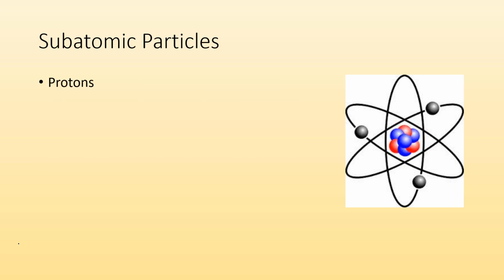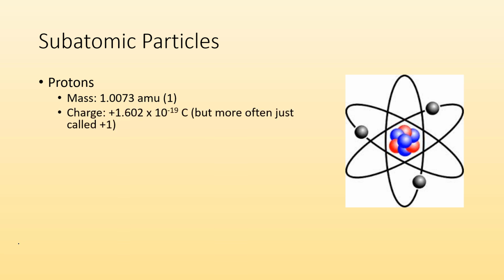So let's talk about what that means for protons. Well, a proton's mass is roughly 1 AMU. It's 1.0073. Most of the time we'll just say a proton has a mass of 1 AMU. The charge is plus 1.602 times 10 to the negative 19 coulombs, but more often we just say it's plus 1 because we count by multiples of that. The neutron has a pretty similar mass. It's 1.0087 AMU, and again, we probably will refer to that as just having a mass of 1.